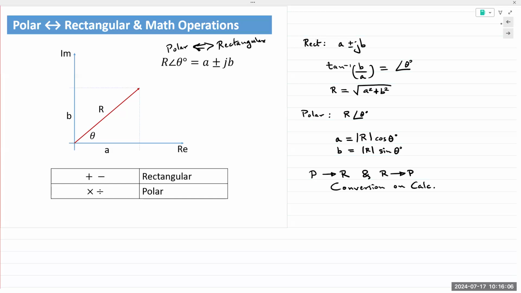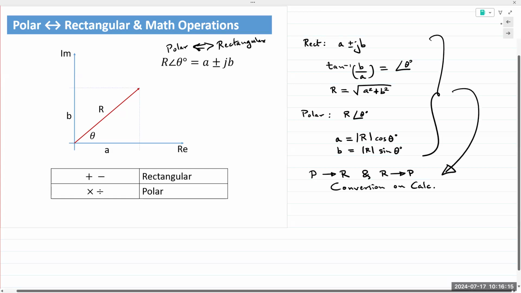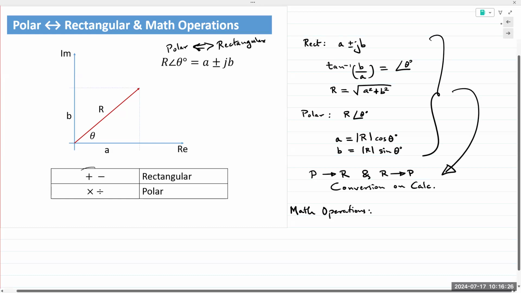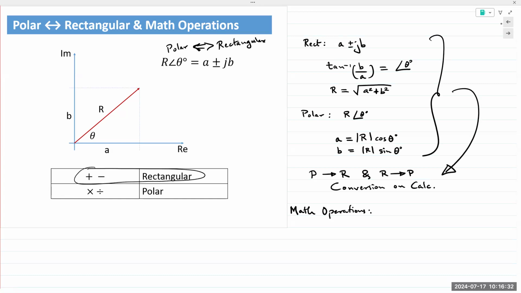The reason we convert polar to rectangular and rectangular to polar is because of the math operations. It's easier to perform summation, addition, and subtraction if both numbers are in rectangular coordinates. It is easier to perform multiplication and division if both numbers or multiple numbers are in polar coordinates. And I will show you how and why.